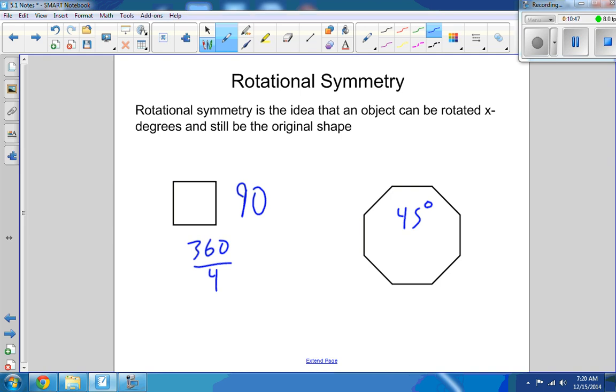Now, question is, where did I get these? 360 divided by 4 sides is 90. 360 divided by 8 sides is 45 degrees. So all regular polygons have rotational symmetry, and it's 360 divided by the number of sides.